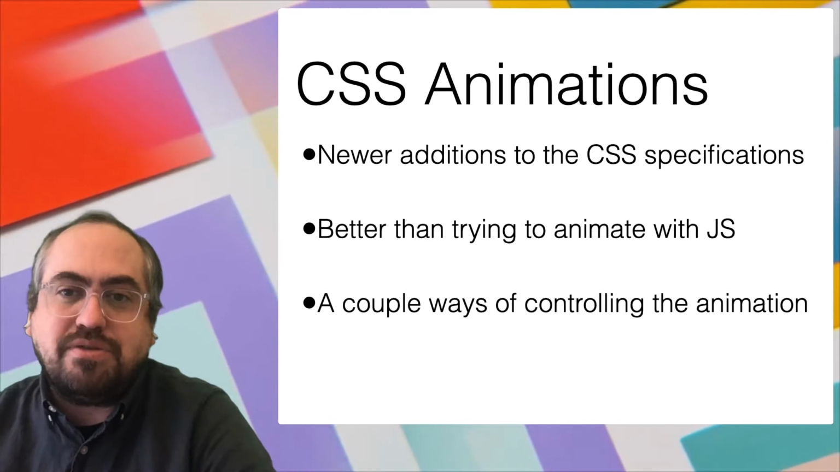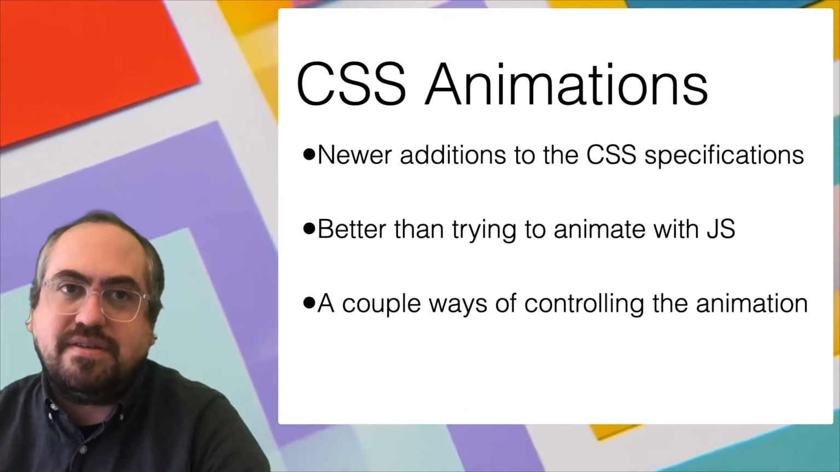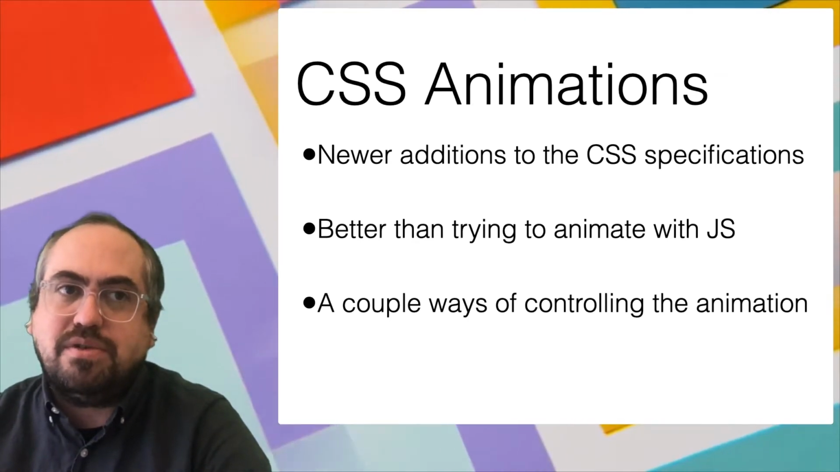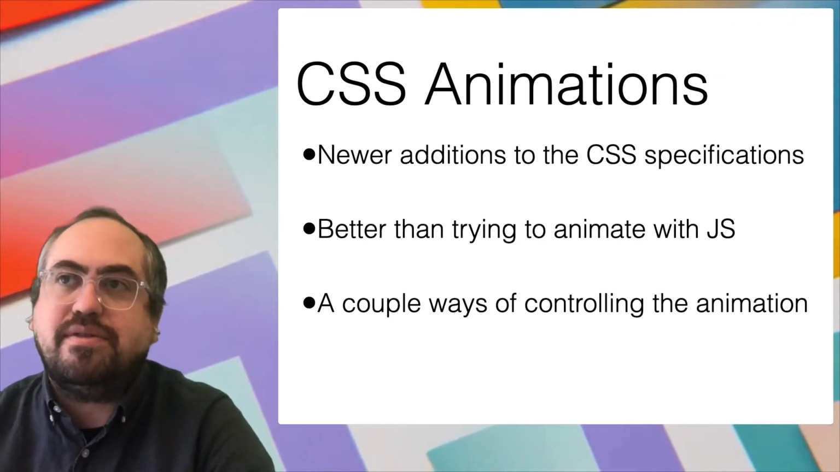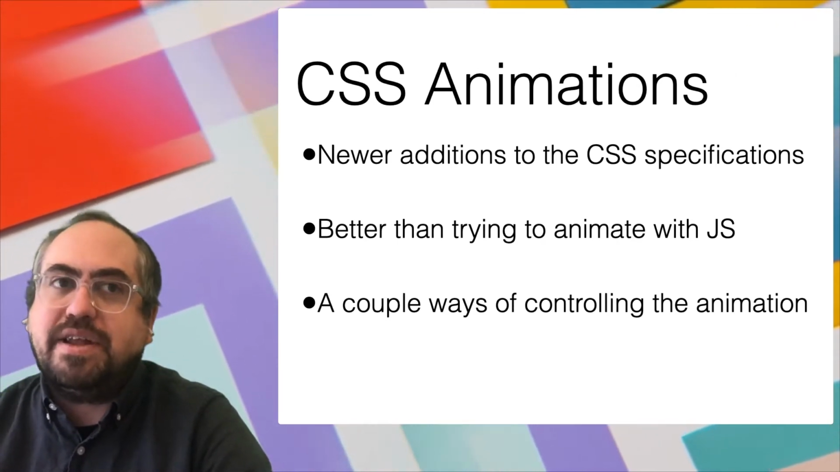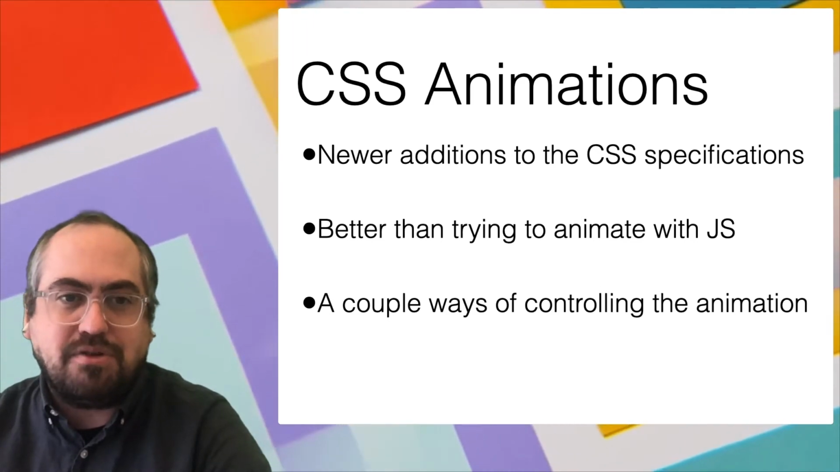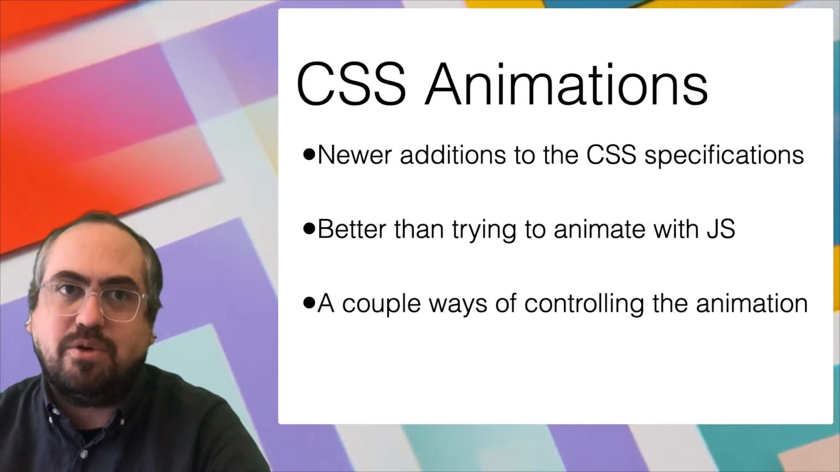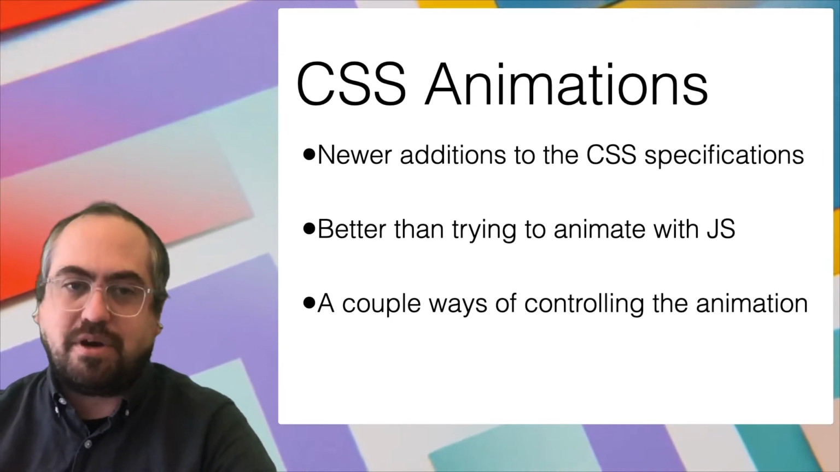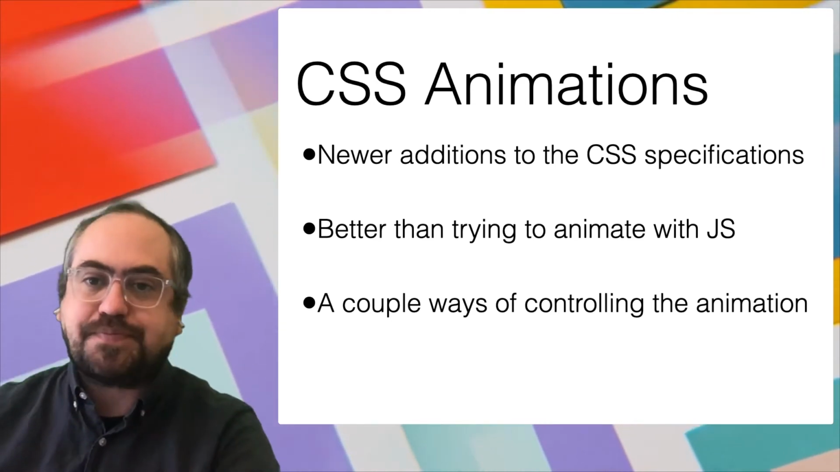And so CSS animations are fairly new compared to the CSS standards, and they are better than animating with JavaScript. Before the CSS animation properties came around, you had to use JavaScript to do these sorts of animations. Because they've become native, built into the browser, they're much more efficient, and you can do much smoother animations because they're part of the standard.